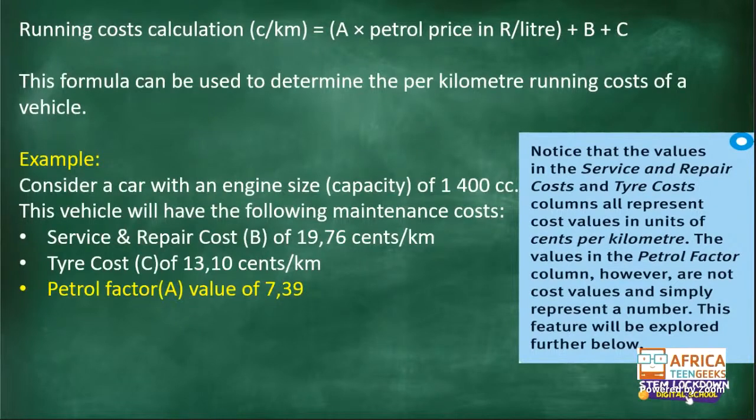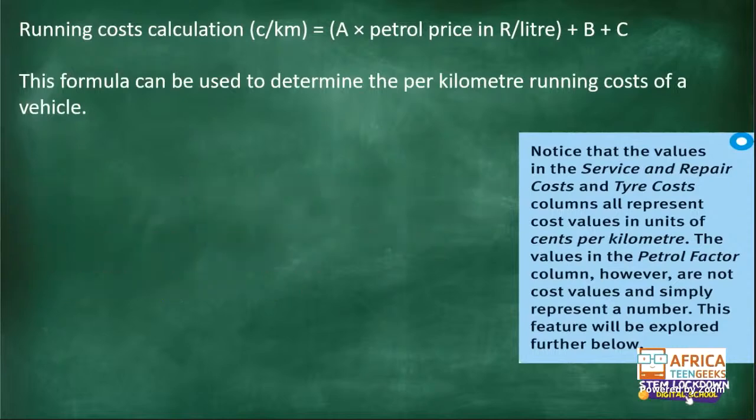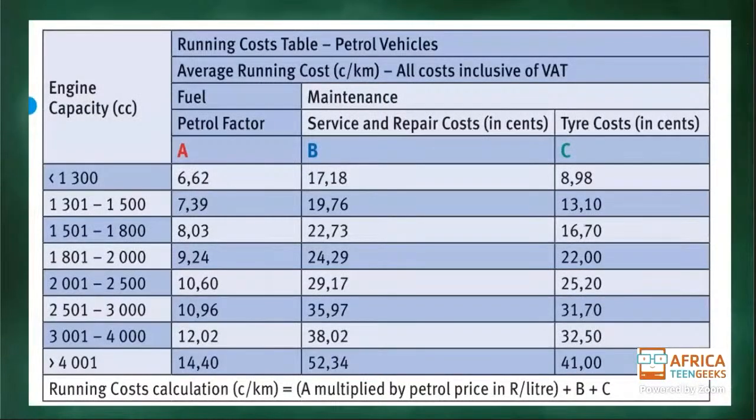So just not to confuse you, let me take you back a little bit to the table so that you can see what we're talking about. So this is what I'm referring to. You can see the A there in red. That is the petrol factor. And the B stands for the service and repair costs. And of course, the C there stands for the tire costs. And of course, in cents. Remember, this is in cents, sorry, not in rands, but in cents.